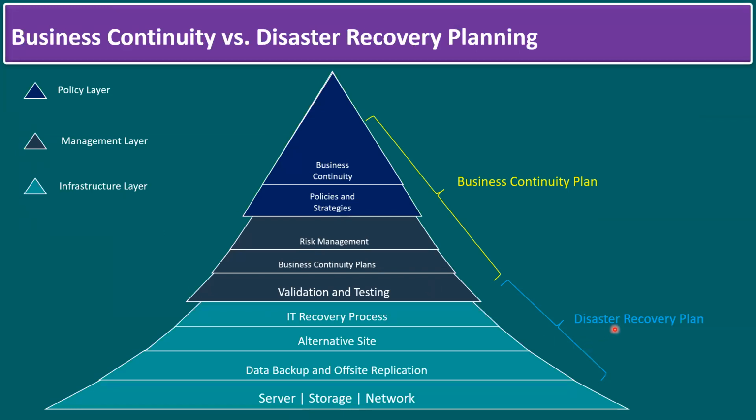So within a disaster recovery plan, the light green color refers to the infrastructure layer, and the gray color refers to the management layer, because management only takes the decision to kickstart the BCDR, business continuity and disaster recovery. And the top layer refers to the policy layer. It may vary from one organization to another.